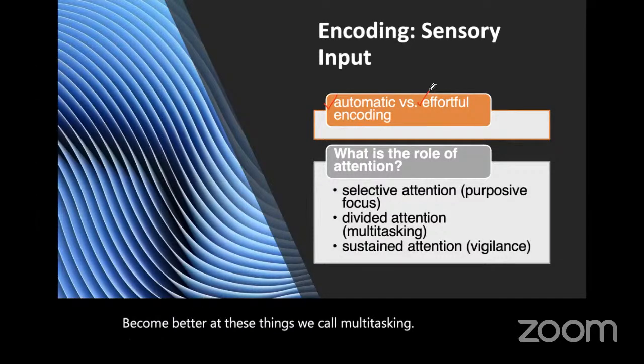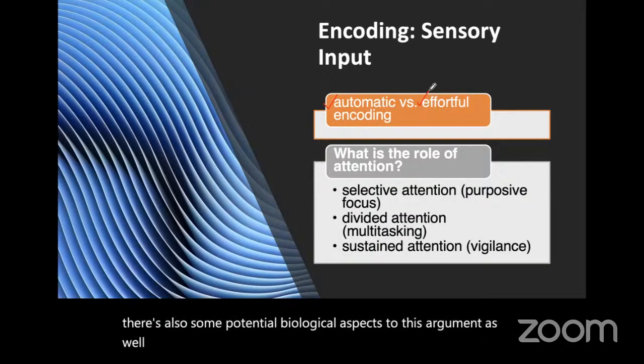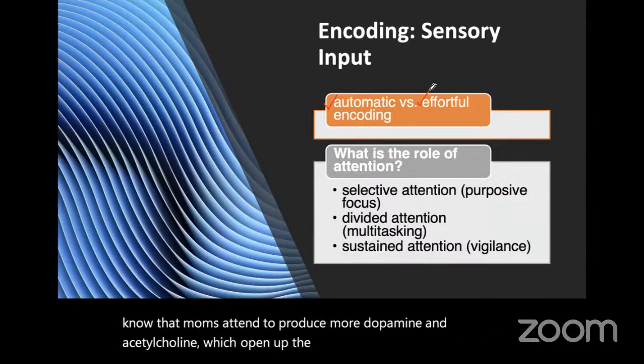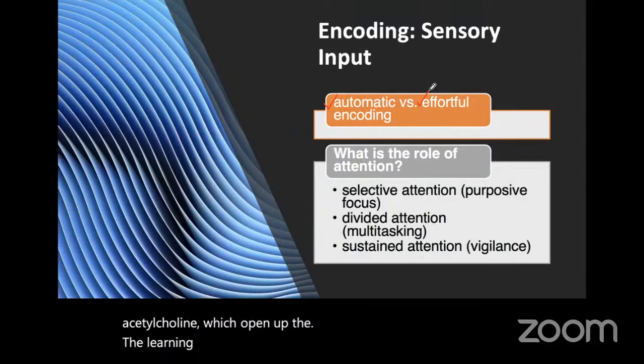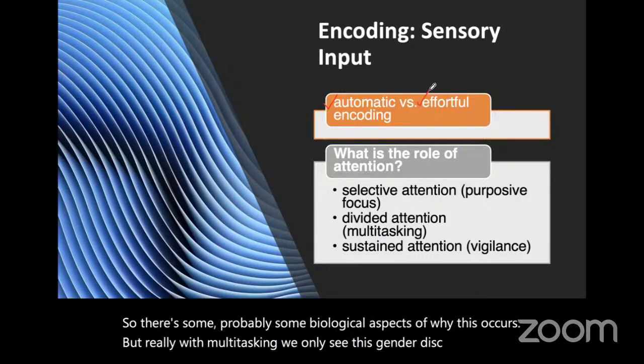Okay, so that's multitasking, and again, this is of some debate because there's also some potential biological aspects to this argument as well, as we know that moms tend to produce more dopamine and acetylcholine, which open up the learning centers and attention centers of the neural system. So there's probably some biological aspects of why this occurs too. But really with multitasking, we only see this gender difference with individuals who have children.